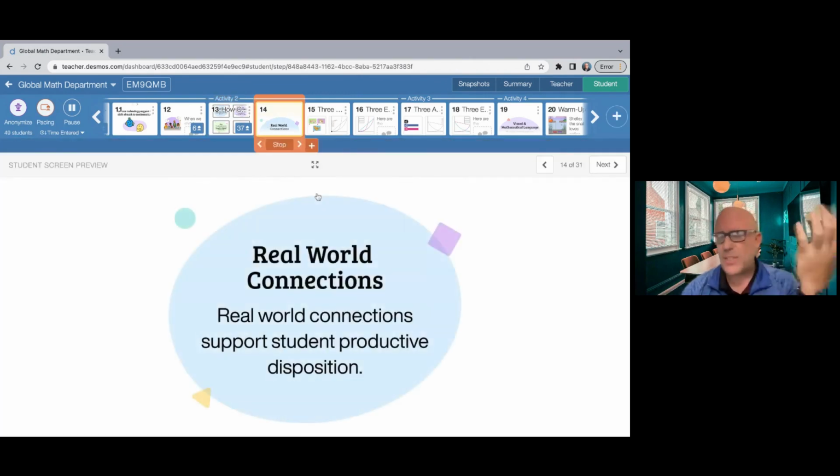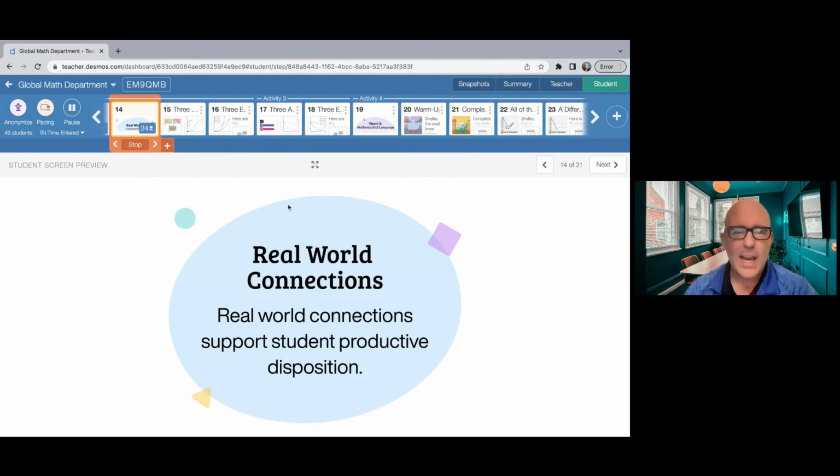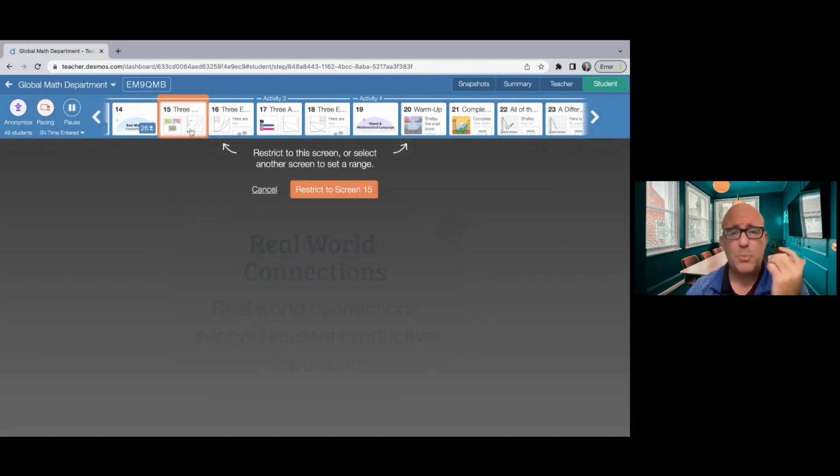Yeah, so let's tackle this first one. Real world connections. I pulled a few screens from some of our Desmos activities here. And I'll just be honest with you, I'm going to open up the next 3 screens. I'm going to let you play with it.